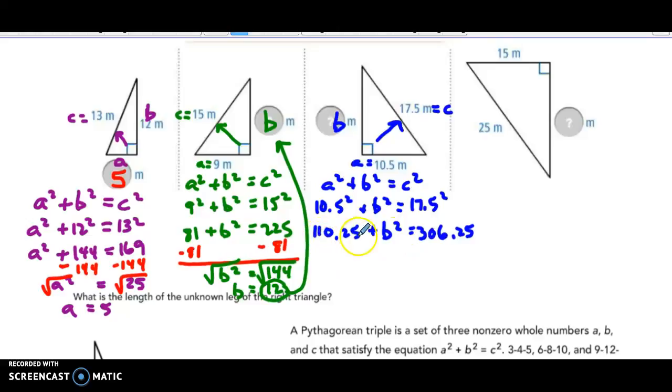So I'm going to get rid of or subtract this 110.25. Whatever I do to one side, I have to go ahead and do to the other to keep my equation balanced. So on the left-hand side, all I have left is b squared. And on the right-hand side, when I subtract, I get 196.